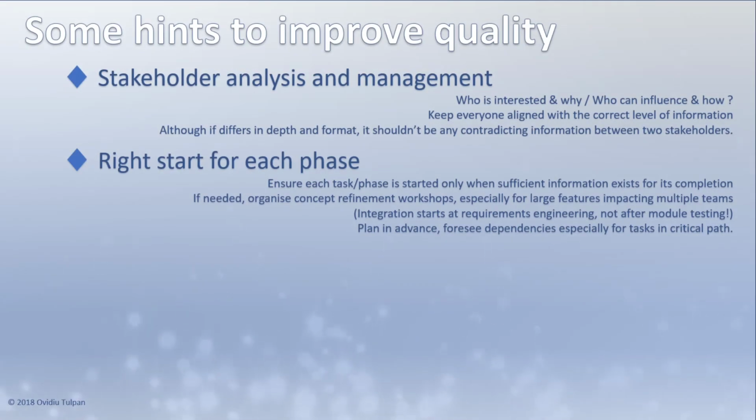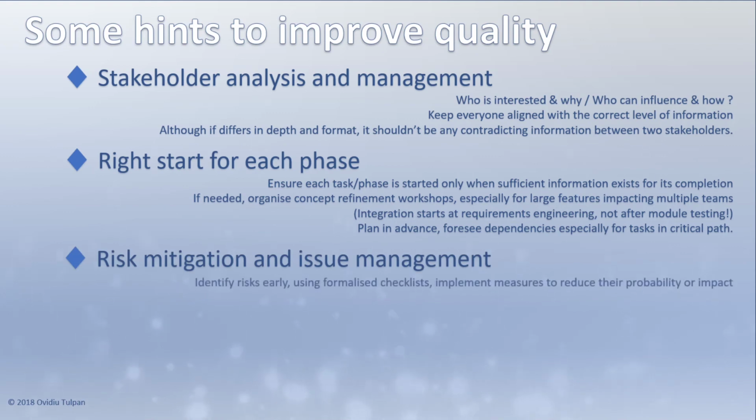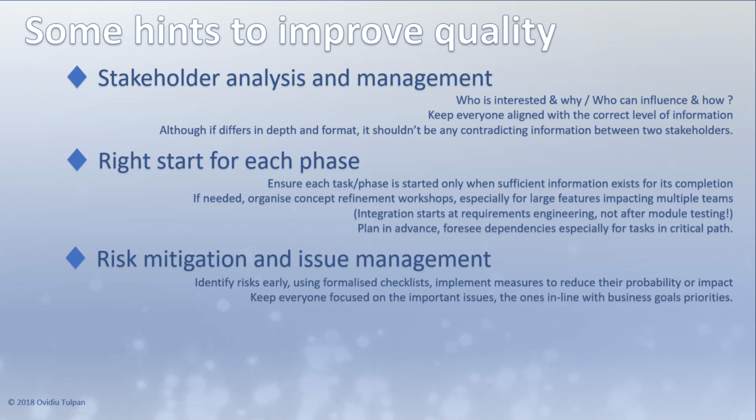The third one on this list is related to risk mitigation and issue management. The project manager, together with the team, has to identify risks early using formalized checklists and then implement measures to reduce their probability or impact. Has to keep everyone focused on the important issues, the ones in line with the business goal priorities.